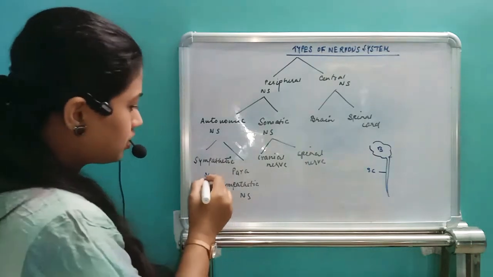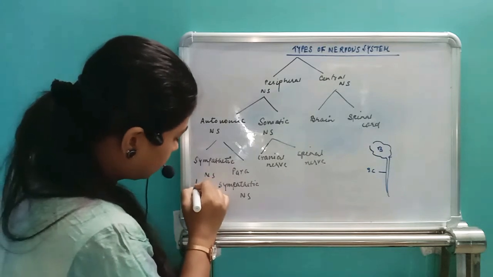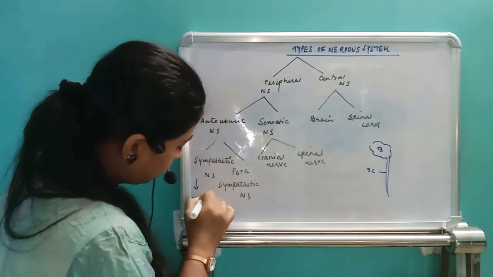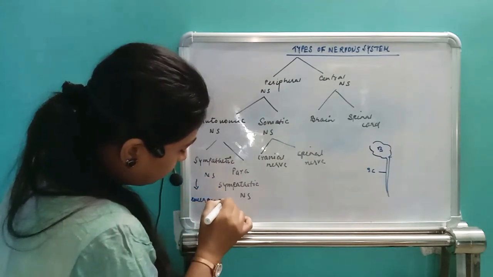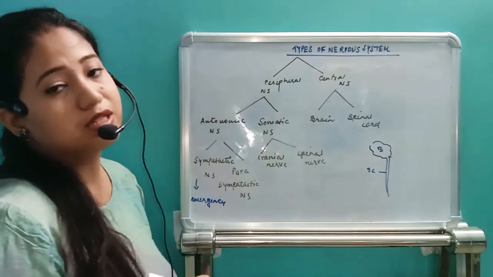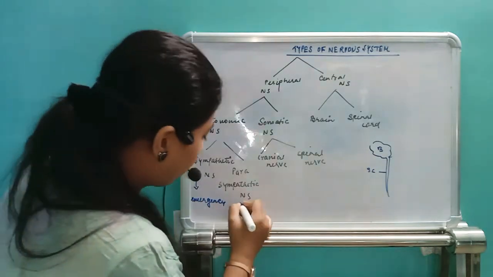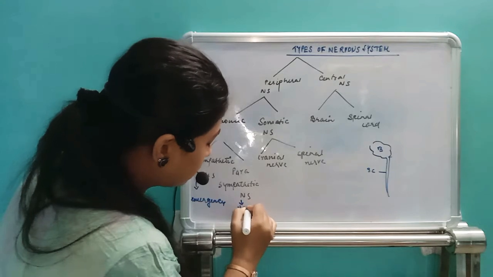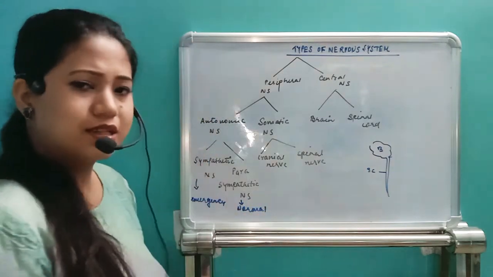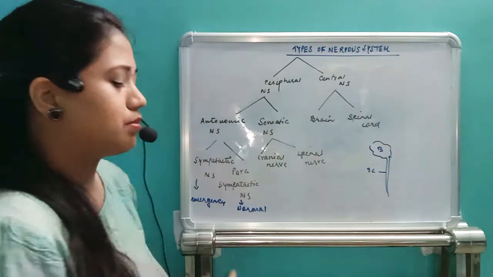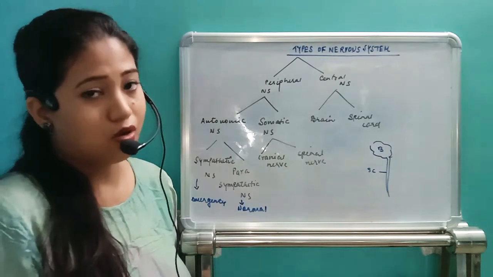The sympathetic neural system works at the time of emergency, and whenever we are in a normal situation, that means in the resting situation, the parasympathetic nervous system works.